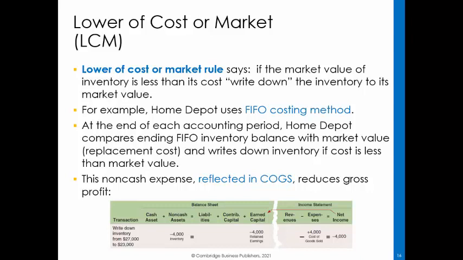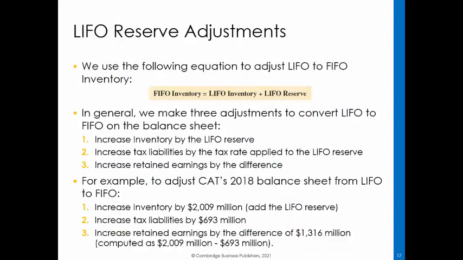Then, at the end of each accounting period, Home Depot compares the ending FIFO inventory balance with the market value of the inventory or its replacement cost. If the market value is less than the FIFO amount, Home Depot writes down the inventory to its market value. The result is that the inventory is carried on the balance sheet at the lower of its cost or market value. The inventory write-down is a non-cash expense that is reflected in cost of goods sold, which reduces the gross profit reported on the income statement.